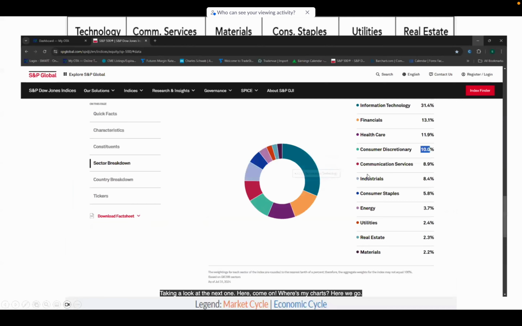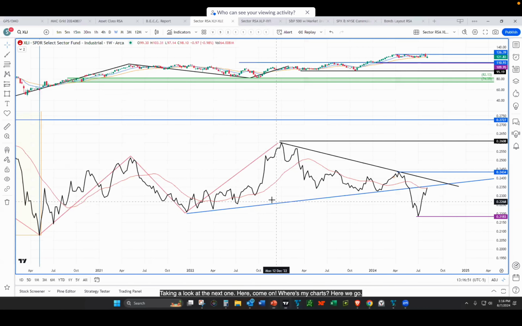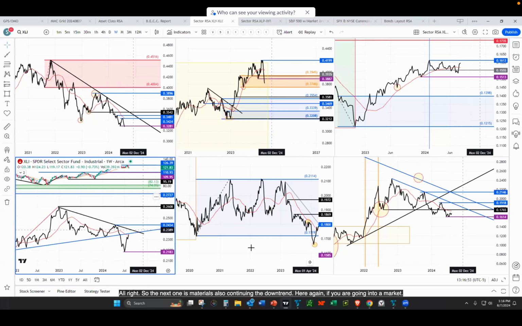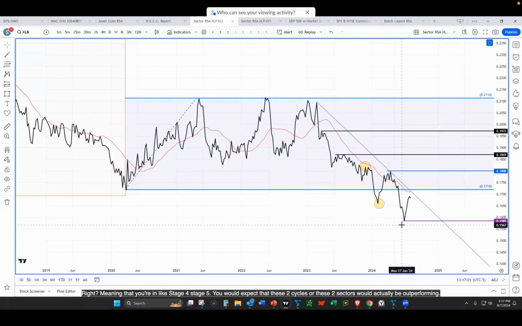Taking a look at the next one here. Come on, where's my charts? Here we go. All right, so the next one is materials. Materials also continuing the downtrend here. Again, if you were going into a market top, meaning that you're in like stage 4, stage 5, you would expect that these two sectors would actually be outperforming. They haven't been. They've been underperforming. So it's kind of suggesting that maybe we're still in a stage 3.